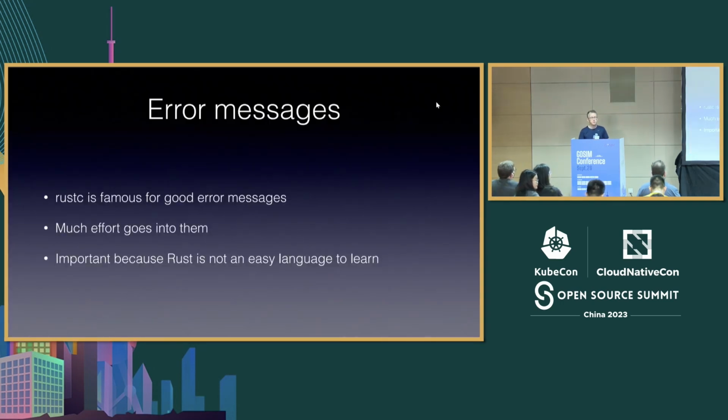Rust-C is famous for producing good error messages, and this is not by accident. A lot of people spend a lot of time and effort going into this, because they really care about it. And it's quite important because Rust is not the easiest language to learn, and so good error messages can really make Rust programmers' lives a lot easier.